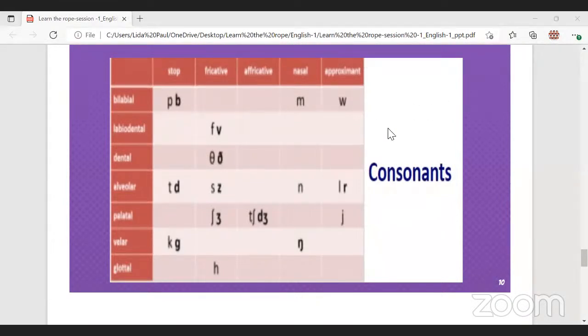Then you have the dental sound. Somebody was asking about where if you don't have the sound th, we do have it in English. So that's referred to as the dental sound. Both of them, okay? Dental sounds, th and th. Then the alveolar sounds, that is when the air is constricted at the alveolar ridge. You have t, d, s, z, n, l, and r. All of them alveolar sounds.